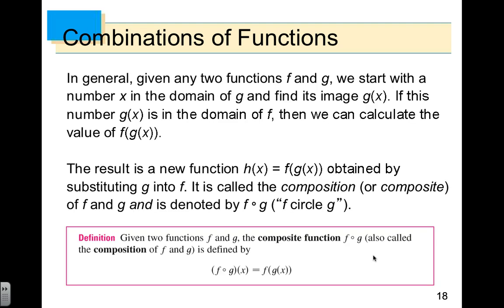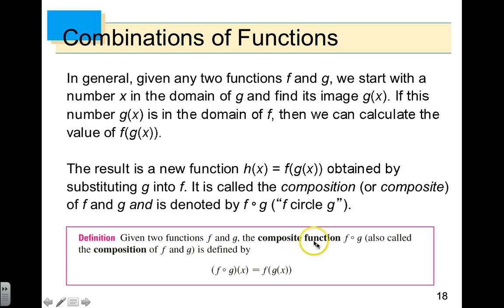So in general, given any two functions f and g, we start with the number x in the domain of g and find its image, g of x. If this number g of x is in the domain of f, we can calculate the value of f of g of x. The result is a new function h of x, which is f of g of x, obtained by the substitution of g into f. It's called the composition or the composite of f and g. It's denoted f composite g or f circle g.